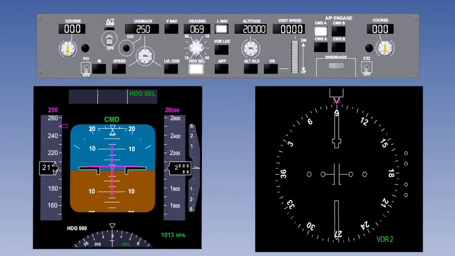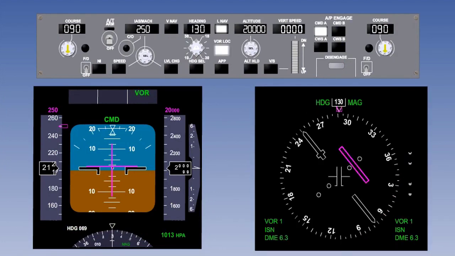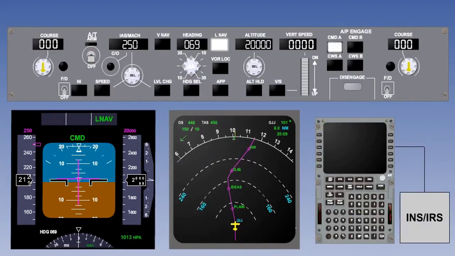During this lesson, you have learned about the roll modes of the autoflight system, including heading select and hold, VOR lock, and lateral navigation.